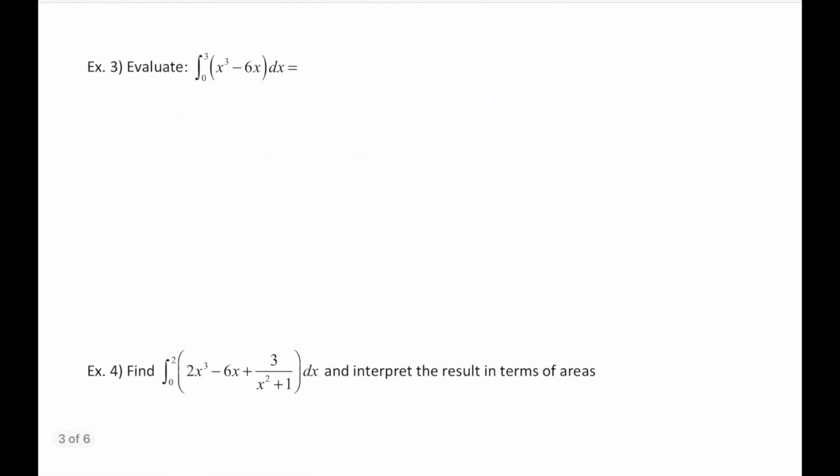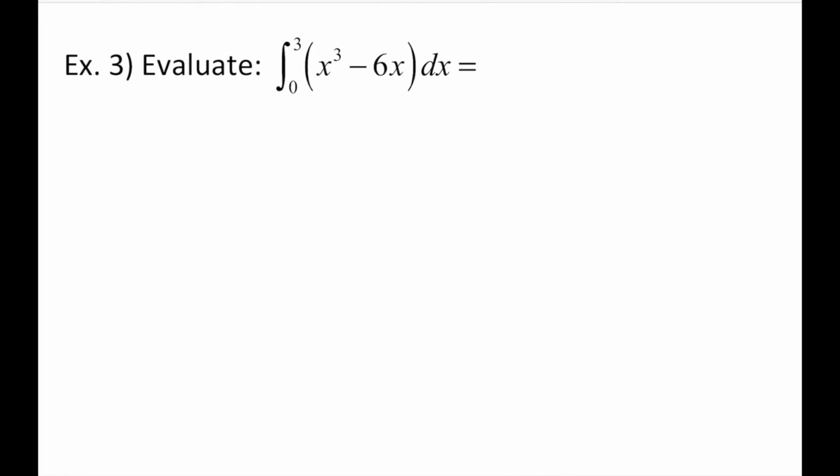Carry on. Now here we have a definite integral. We have bounds. We're going to first find the antiderivative and then evaluate. So I'm looking at each piece individually. This will give us 1/4 x to the fourth, subtract 3x squared. And we're going to evaluate. Remember, I use that notation. I use the solid line saying I'm going to evaluate from 0 to 3.